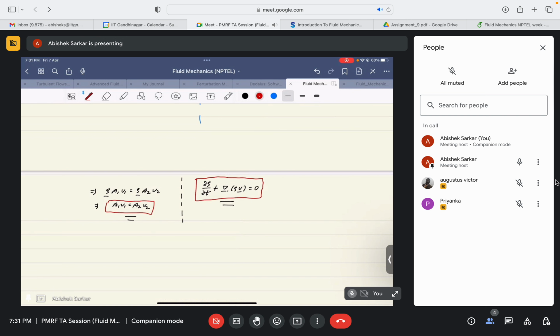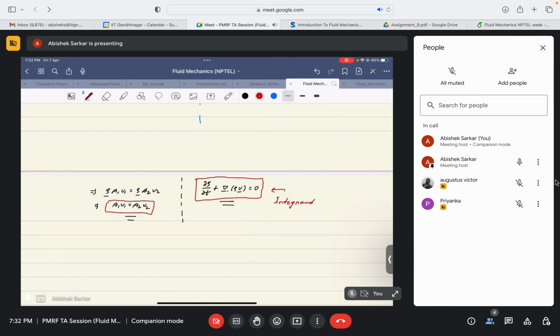This is also correct, but again this is a differential form. If we look into the integral form, it will have a different form, because after taking certain assumptions from the integral form only, we can say that the integrand is equal to 0 because the integral is 0. The integrand, not the integral, turns out to be 0, and that integrand gives the differential form of the continuity equation.